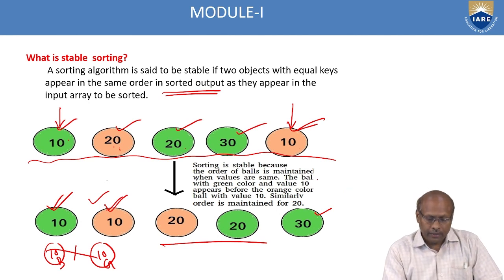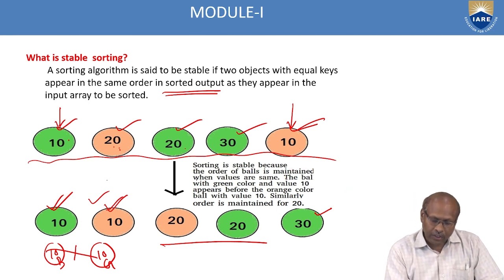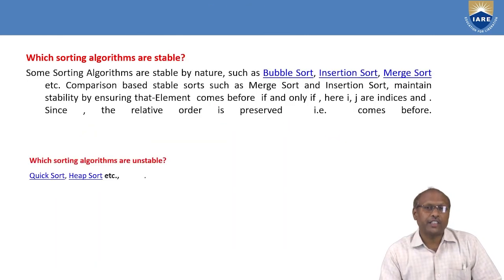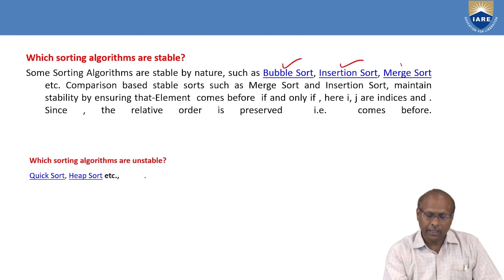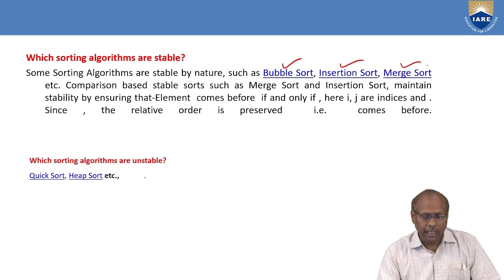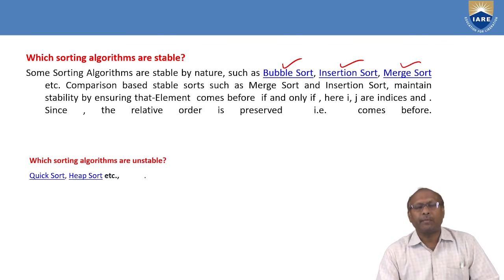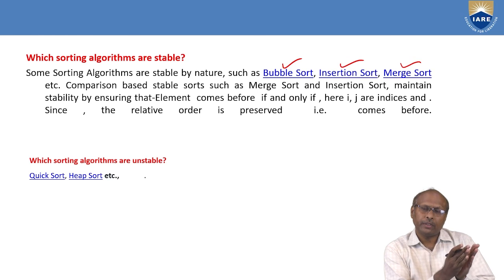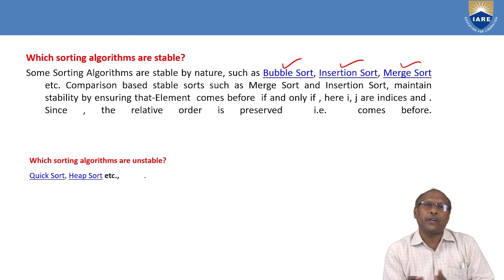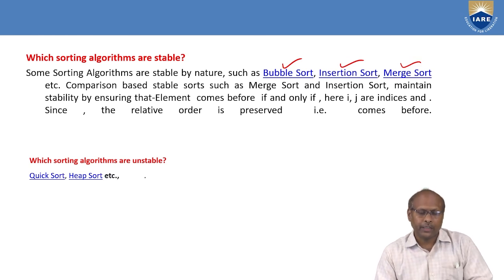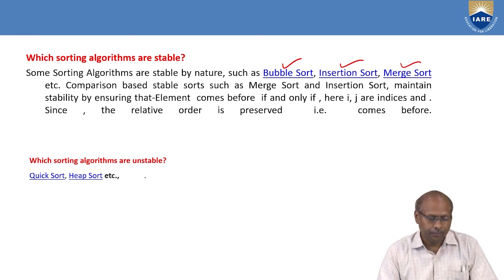So sorting is stable because the order of the balls is maintained for the same value. The ball with the green color and the value 10 appears before the orange color ball with 10, similarly the order is maintained. Which sorting algorithms are stable? Bubble sort, insertion sort, and merge sort come under stable sort because they maintain the order of the key. Whichever order the data comes, the same order, the output will come. The stable sort always checks for the input order. So in the output also, the data should come in the same order.